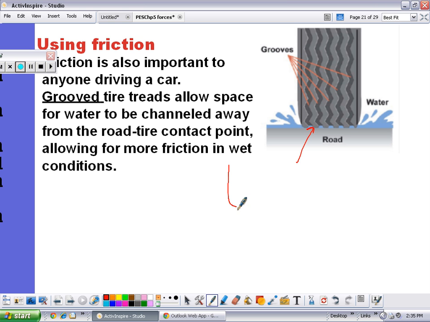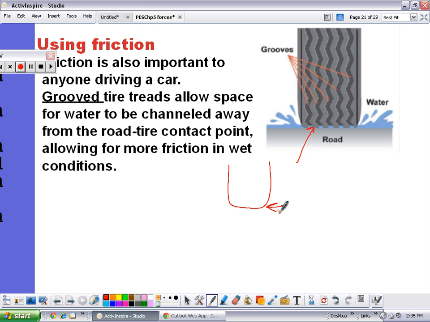Tires that race car drivers use are flat on the bottom and do not have any treads, because the more contact they have with the surface, the more friction they have, and this allows them to have more forward force to go faster. But the bad part is, if it rains on a race day, they have to completely stop and dry the track because it could be very dangerous.